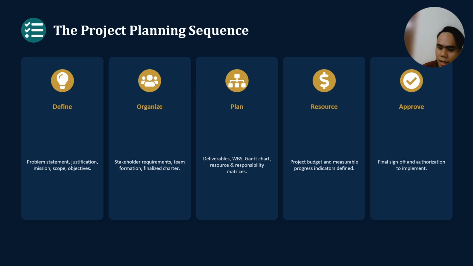A detailed itemized project budget is prepared based on the team's time and cost estimates, and specific quantifiable measurements are defined to track both progress and achievement of objectives, including how corrective actions will be triggered. And finally, the approve: the final sign-off and authorization to actually implement the plan.